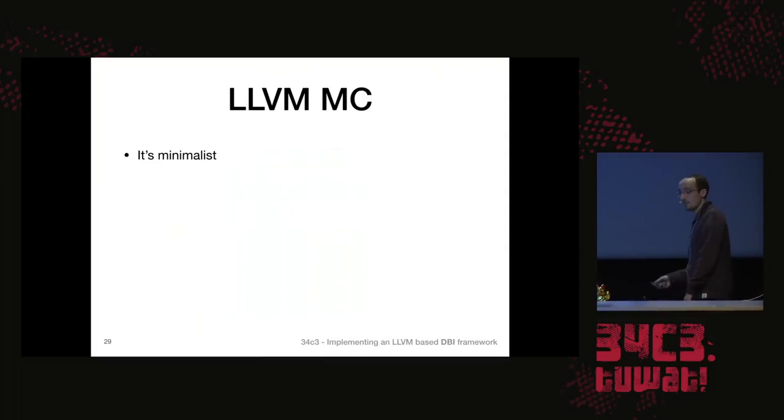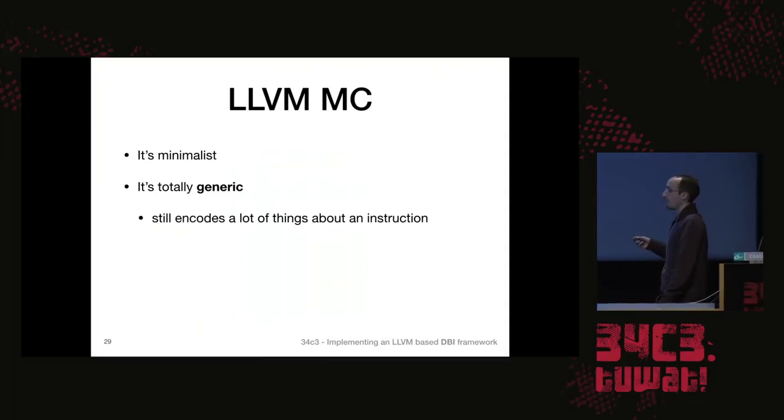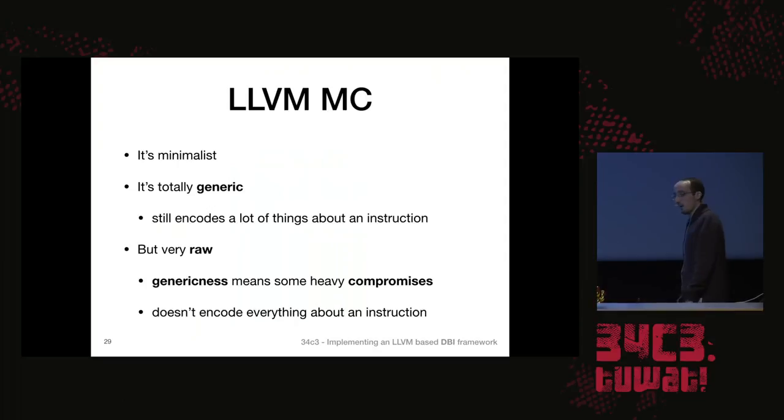So LLVM MC, as you've seen, is very minimalist, with only a few structures. And it's also totally generic. For all the architectures, they use the same representation, which is quite good to work on, because we can do things in a totally generic way. Still, it encodes lots of things about an instruction, at least everything we need to work on the instruction. But the downside is that it's very raw. Structures are simple, but using them to do complex things feels a bit complex. And we will see why.